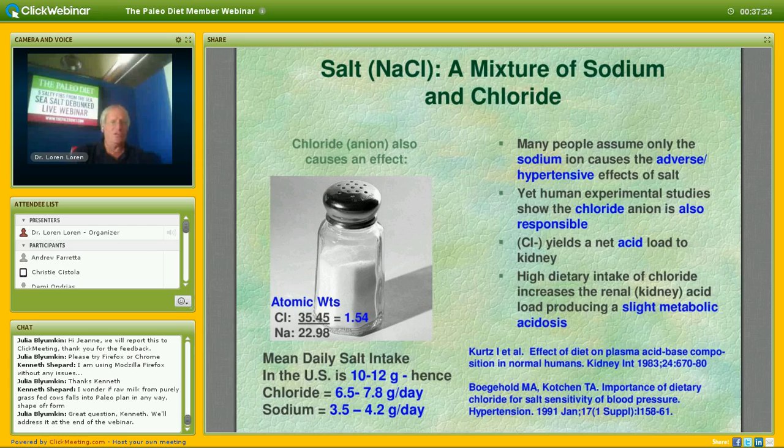And you can see then, if you look at sodium chloride and we calculate the molecular weight of each and divide it, the ratio is 1.54, meaning that you have about half again as much chloride as you do sodium. So chloride tends to not only elevate blood pressure, but yields a net acid load to the kidney, and that tends to cause a slight metabolic acidosis, which in and of itself has numerous problems.